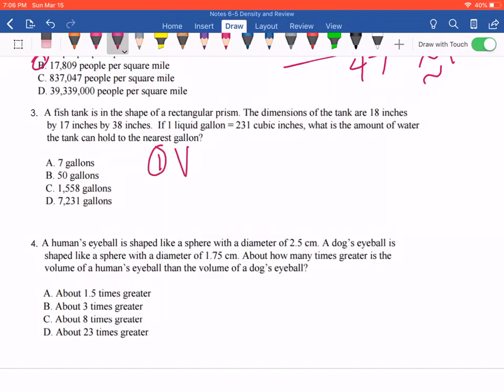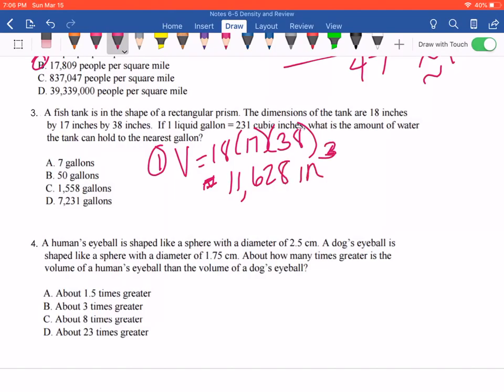So V is equal to 18 times 17 times 38. Why is that? Because this is a rectangular prism, and that's our formula for a rectangular prism. Once you calculate this, it comes out to 11,628 inches cubed. Okay? That right there is our volume.